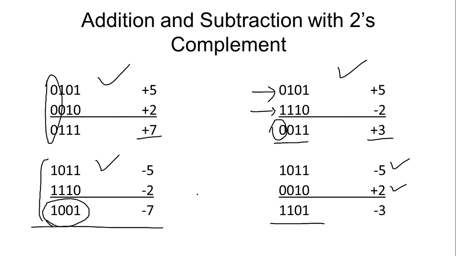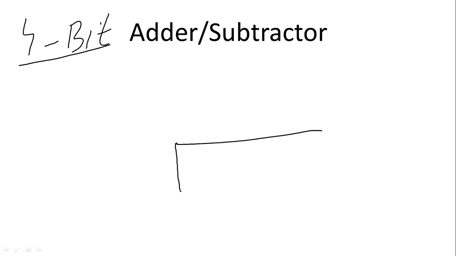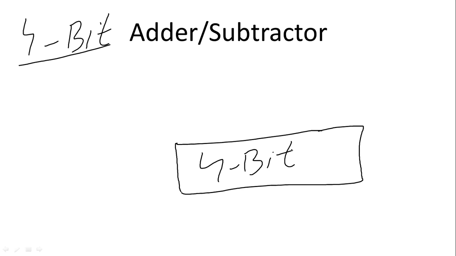So the idea is pretty simple. We can reuse our adding circuit or adder to implement subtraction. All we need to do is to perform 2's complement before addition. For example, if we try to draw the picture of a full adder here, let's say we have a 4-bit adder or subtractor. It adds or subtracts 4-bit binary numbers. So let's say this is our 4-bit adder and subtractor.